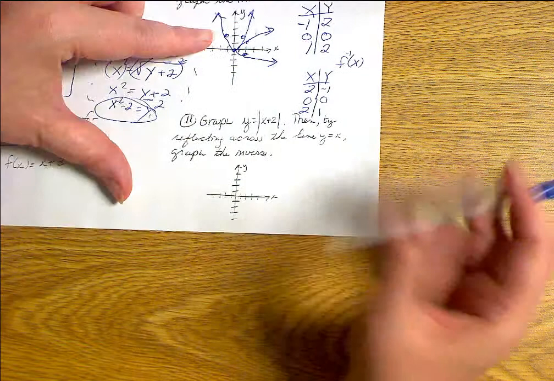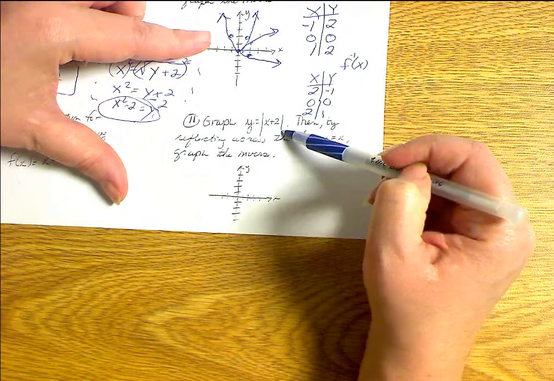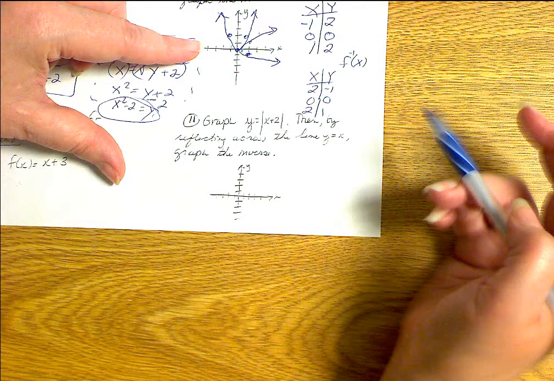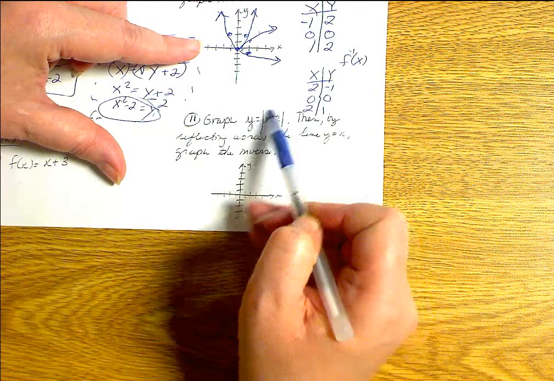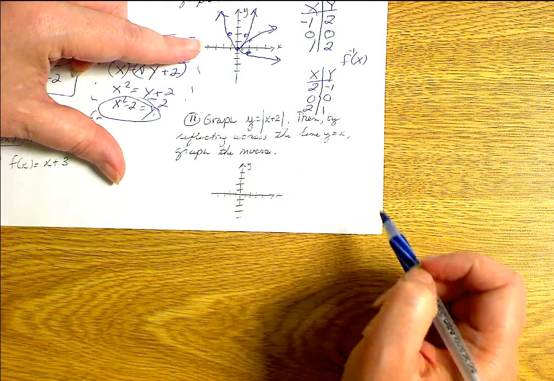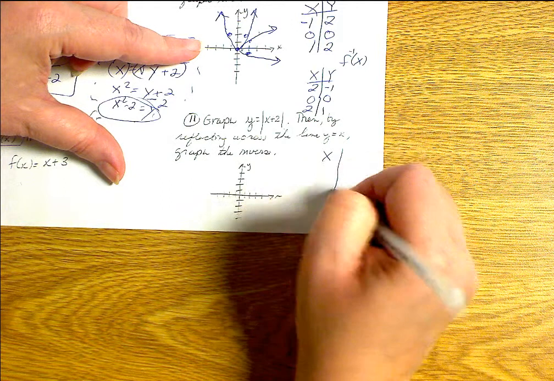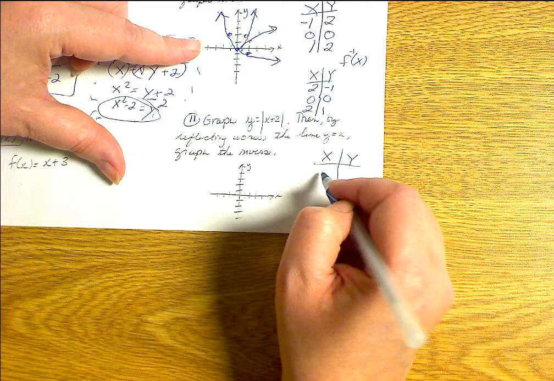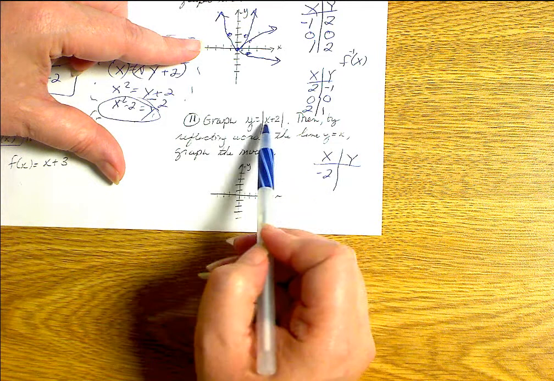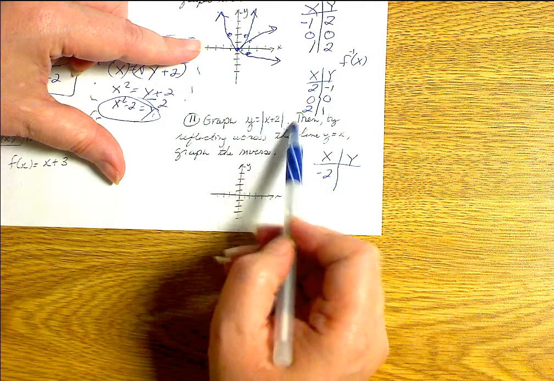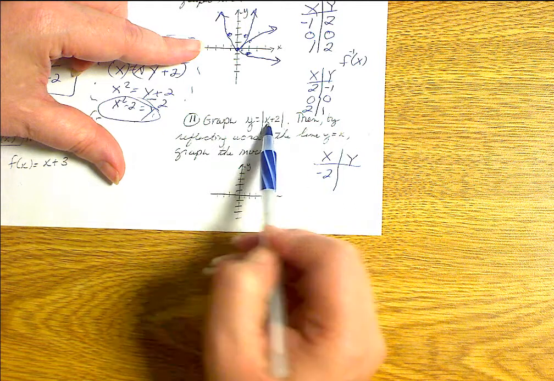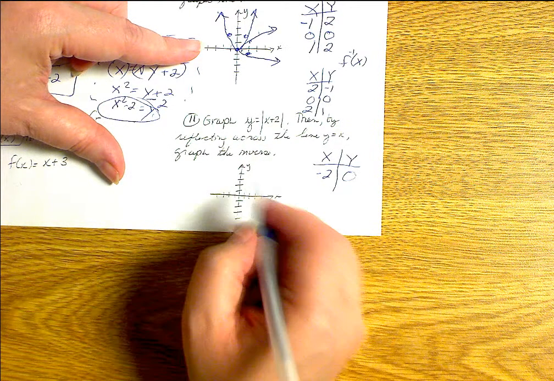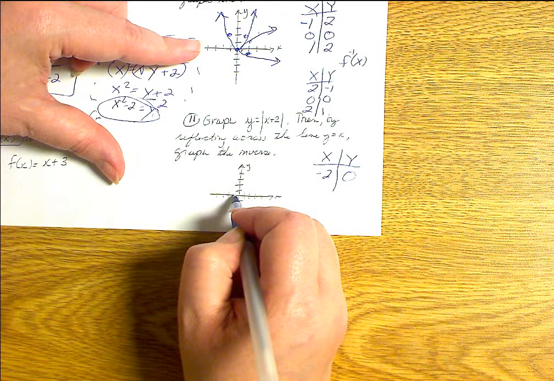So we have the absolute value. Anytime you have the absolute value, you know you're going to be looking for a v. So what makes this 0? Negative 2. So negative 2 plus 2 gives me 0. So negative 2 is there. When I put it in, there's nothing added, so negative 2 gives me 0. So my y value is 0. So I have negative 2, 0.